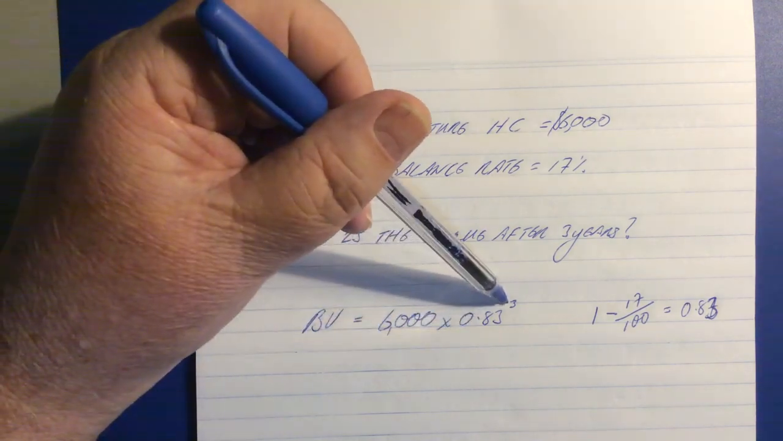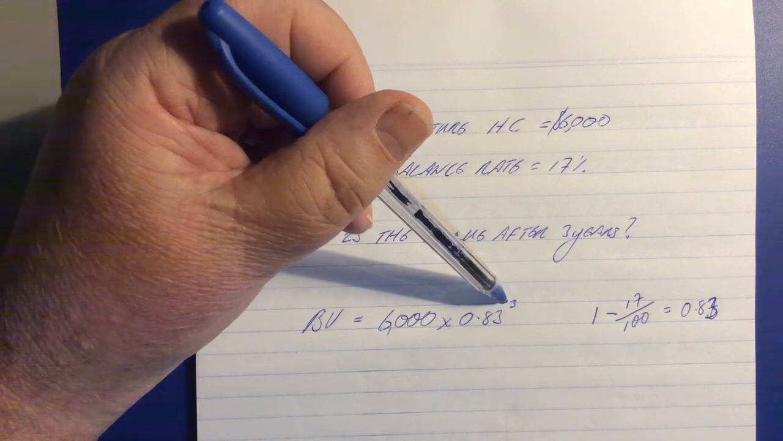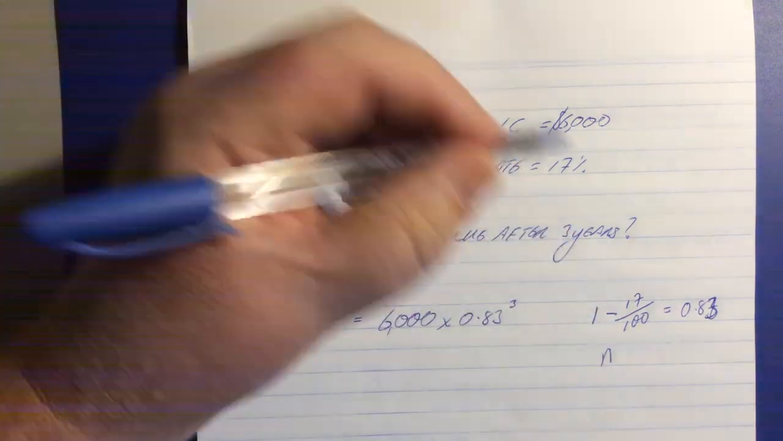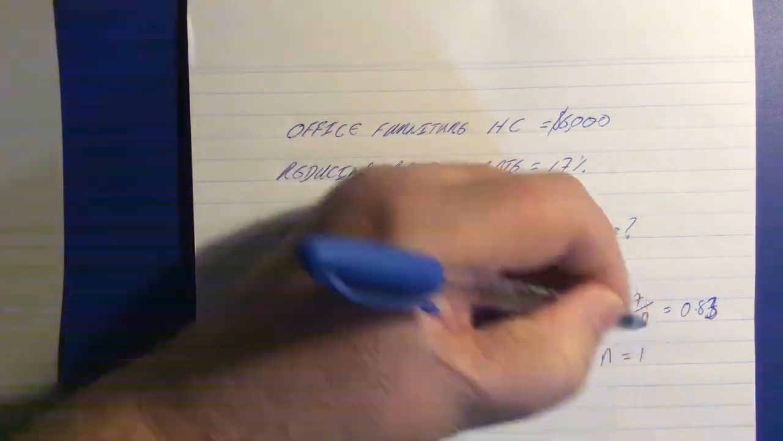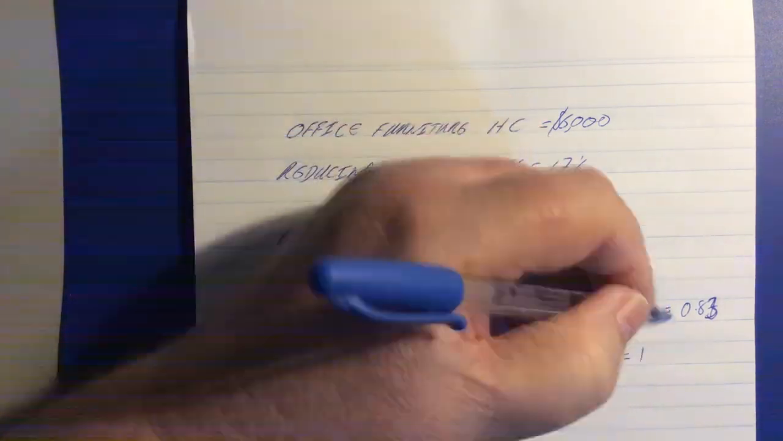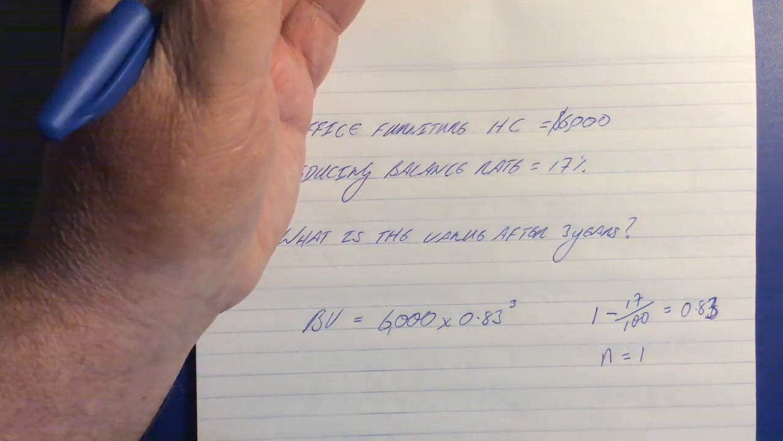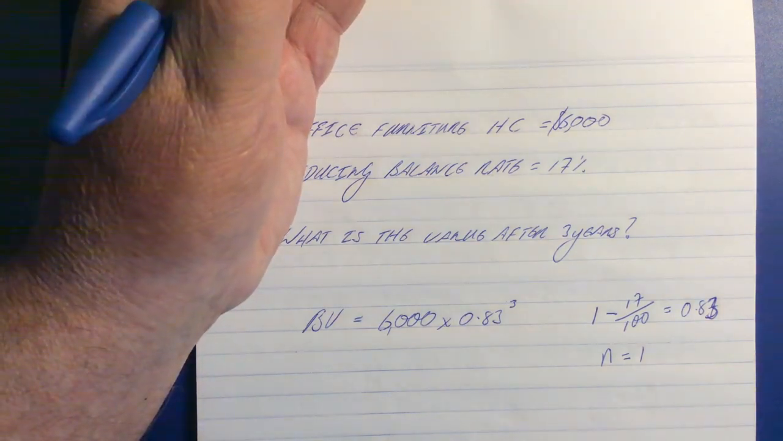Now, our period of time is governed by this number up here, which is usually referred to as n. And if n is 1, that's 1 year. If n is 2, that's 2 years. If n is 3.5, that's 3.5 years.